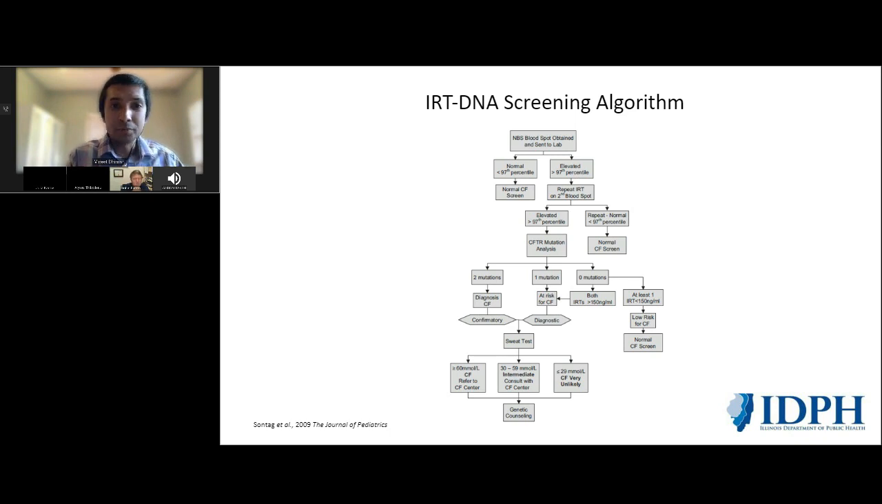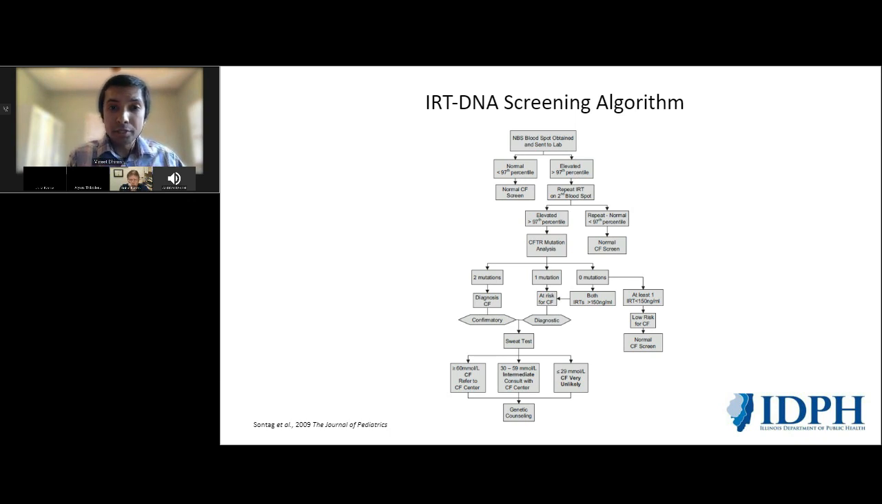So if it's not within the top 4%, at least for IDPH, we report that as normal for CF screen. However, if it's in the top 4%, an IRT repeat or confirmatory is conducted. If that repeat is still elevated, it is sent for CFTR mutation analysis, which you can see over here. However, if that repeat is normal, or if it just doesn't fall within the top 4%, that screen will result as normal. As with CFTR mutation analysis, there are a number of different results that can happen. We could have 0 mutations, 1 mutation, or 2 mutations screened.